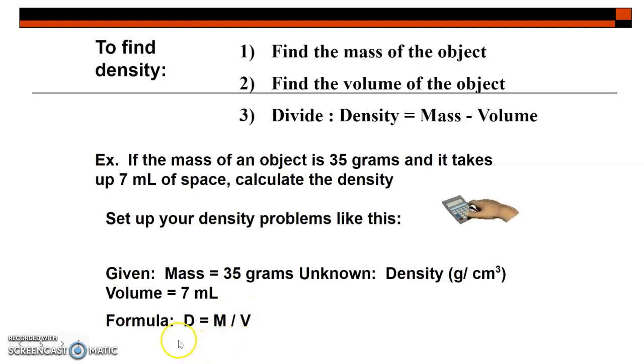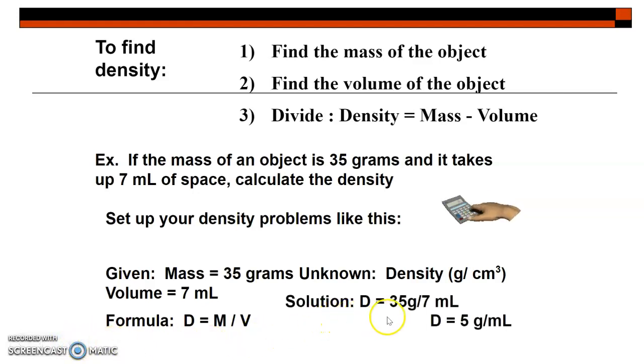So our formula, we know that density is equal to mass over volume, and we want to find our density here. So we're going to plug our knowns into that equation. Our mass is 35 grams. Our volume is 7 mils. So if we plug that in, 35 grams divided by 7 mils is going to give us 5 grams per milliliter. So for this particular object, the density would be 5 grams per mils. And that's pretty much it.